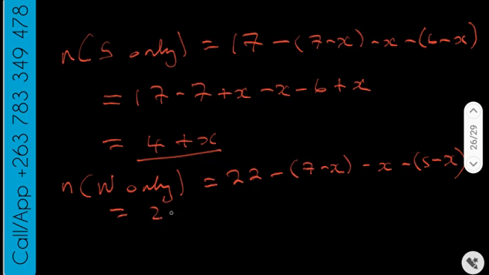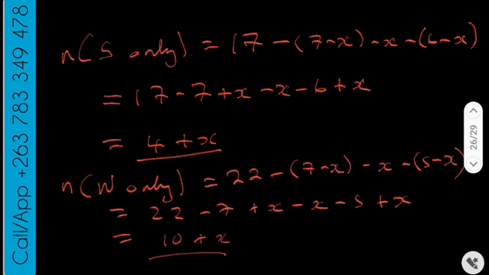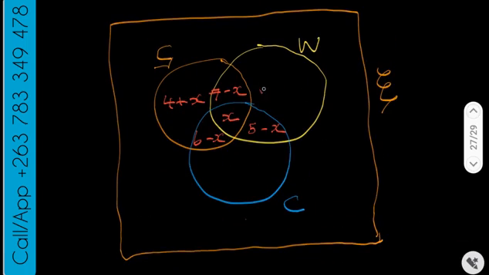So this will give you 22 minus 7 plus X minus X minus 5 plus X. So this will give you 22 minus 7, that's 15. 15 minus 5, that's 10. And then I'll have 10 plus X. So those who enjoyed the waterfall only is 10 plus X.